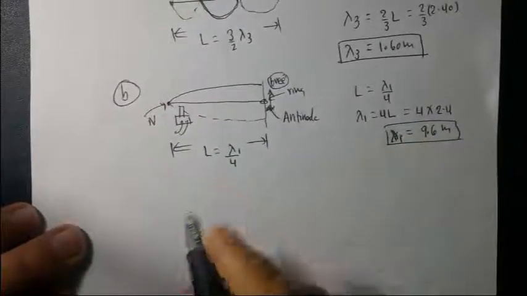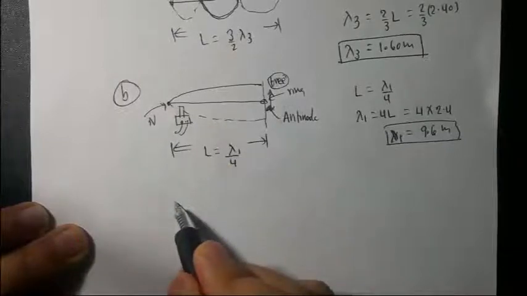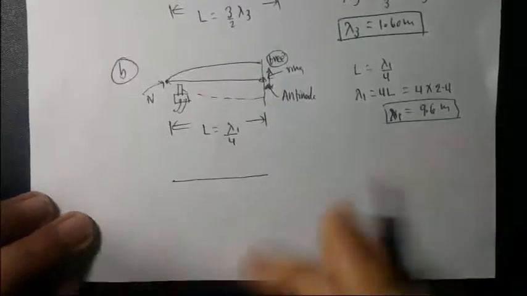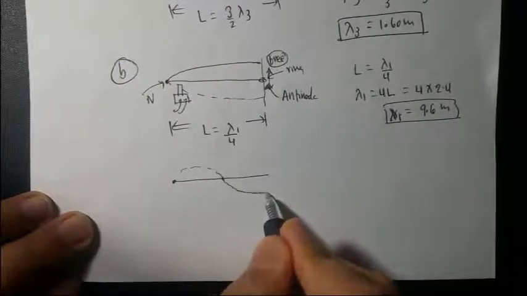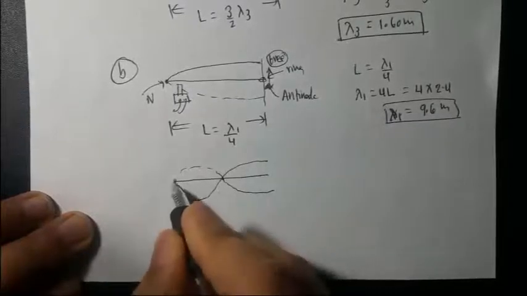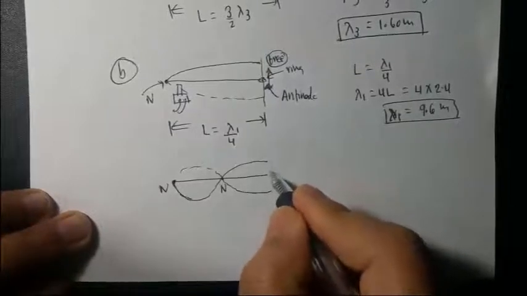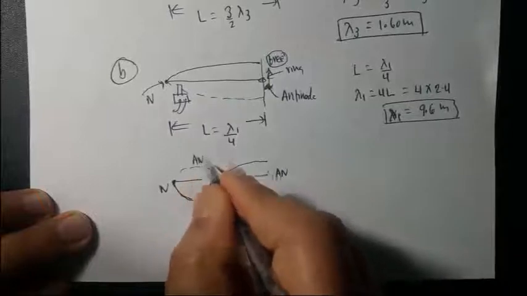Okay, now what's the next possible? Same length. One end is free to vibrate, remember. So you'll have now two nodes like this. So that's the next possible, two nodes, two antinodes. And so this is antinode, node.